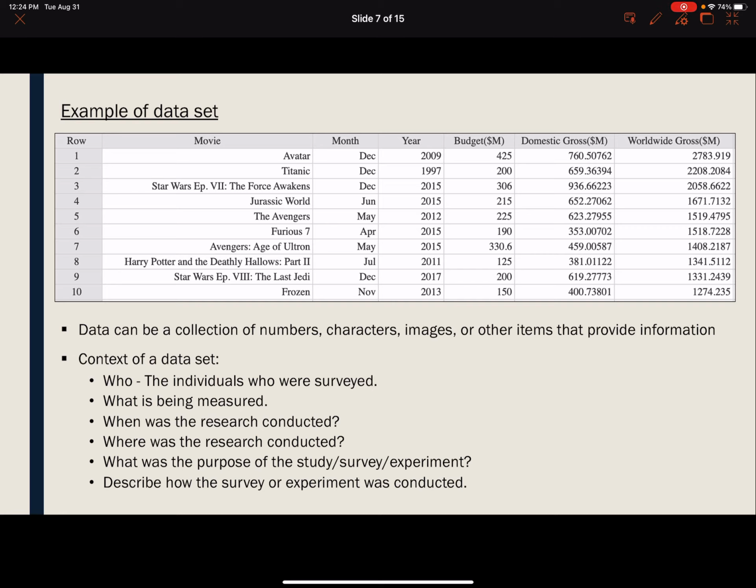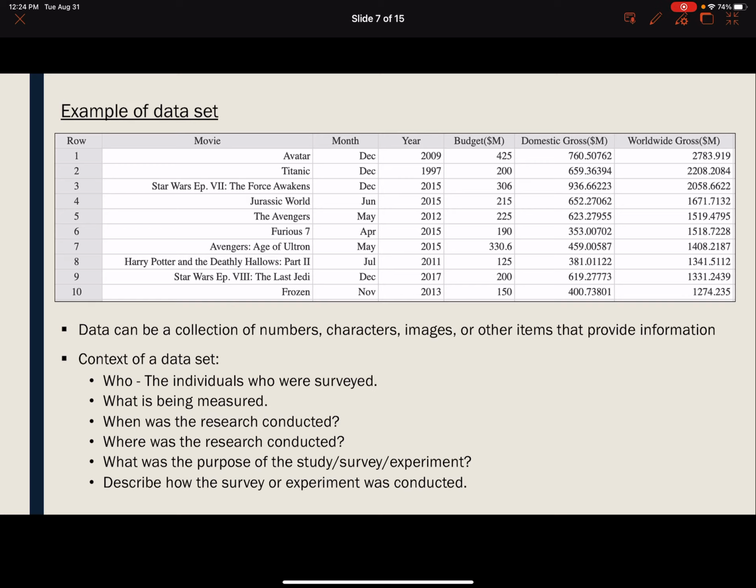When I say what is the who of the data, I'm talking about the individuals. So in this case, the who are the movies. Individuals don't always mean that I'm talking about people. So in this case, this data set is about movies. And I'm showing 10 individuals within this data set.